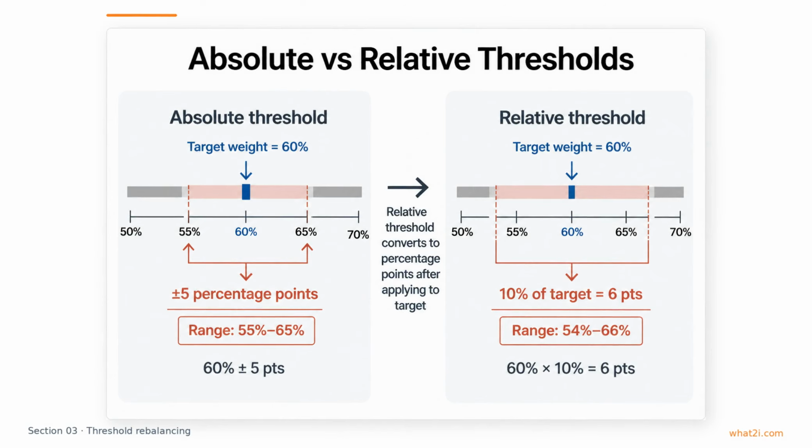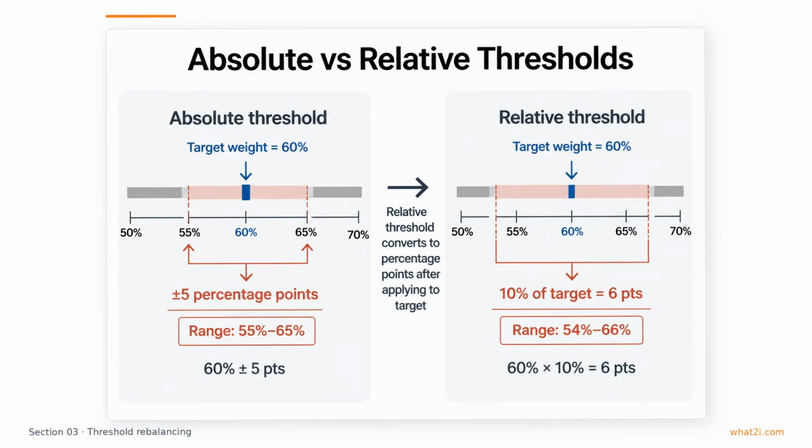Those bands can be set in more than one way. An absolute threshold uses fixed percentage points around the target, so a 60% target with plus or minus 5 points creates a range of 55 to 65%. A relative threshold uses a percentage of the target itself. For example, a 10% relative band around a 60% target equals 6 percentage points, producing a range of 54 to 66%. The difference may seem small in this example, but it becomes more important when target weights differ a lot across asset classes. Choosing between absolute and relative bands affects how sensitive the rebalancing rule will be.